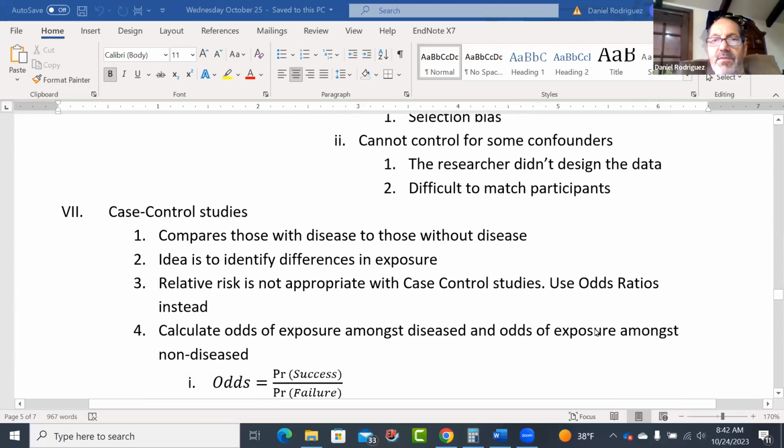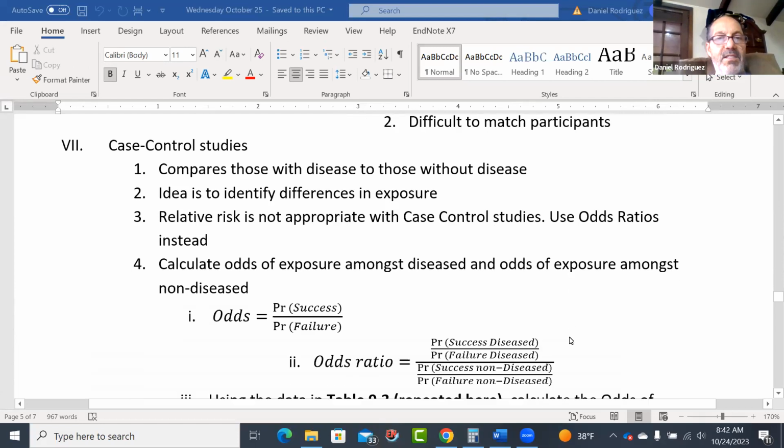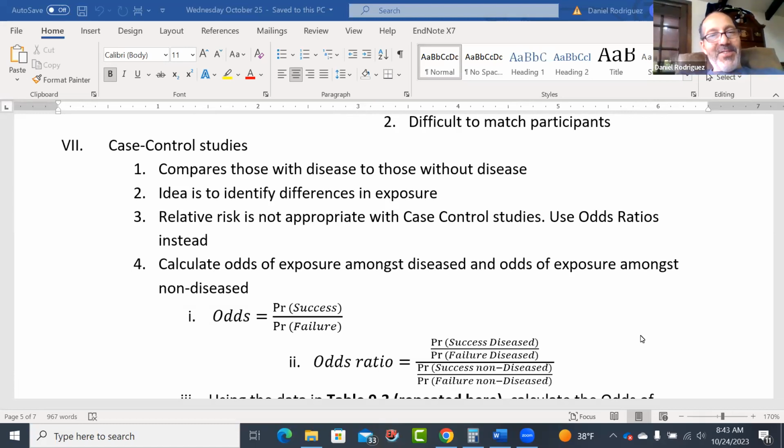Another type of longitudinal study is the case control study. The case control study is an interesting type of longitudinal study because it's not really longitudinal. In a sense, it's cross-sectional, because you have data on individuals and then you look backwards in time based on the responses they give you. So in a weird way, it is cross-sectional more than longitudinal, but we treat it longitudinally.